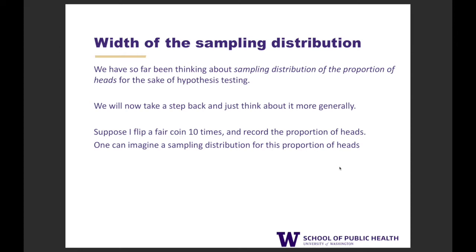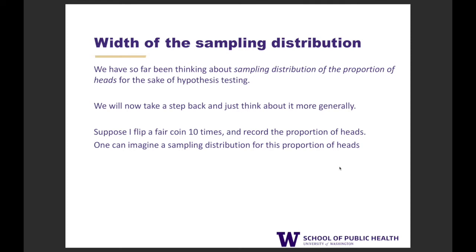Great. Now, the next thing I want to cover is thinking a little bit more about these sampling distributions, in particular, the sampling distribution of the proportion of heads, not the number of heads. Not for the sake of hypothesis testing, which is what we just did, but to think about what happens to that sampling distribution as we flip the coin more times or fewer times.